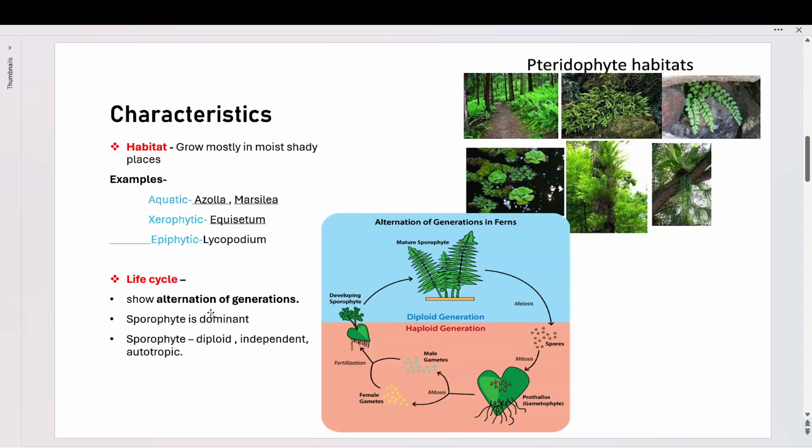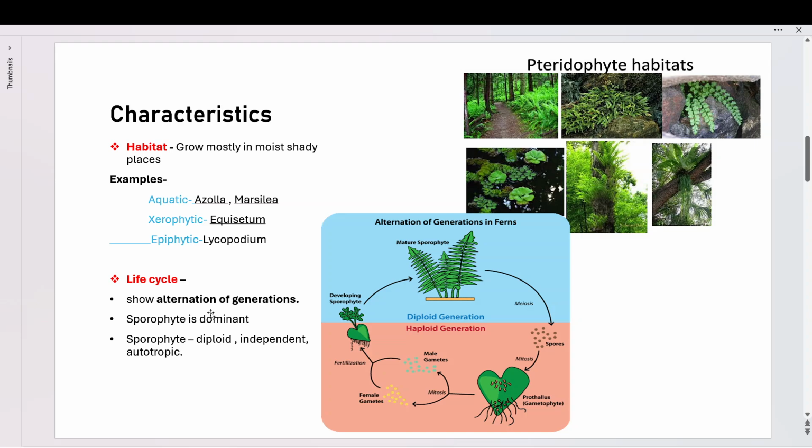Next is the characteristics of pteridophytes. So the first characteristic we can study is habitat. Habitat means home of an organism or address of that particular plant or organism. So most pteridophytes grow in moist shady places. However, some live in different habitats like aquatic habitat. Aquatic means water.